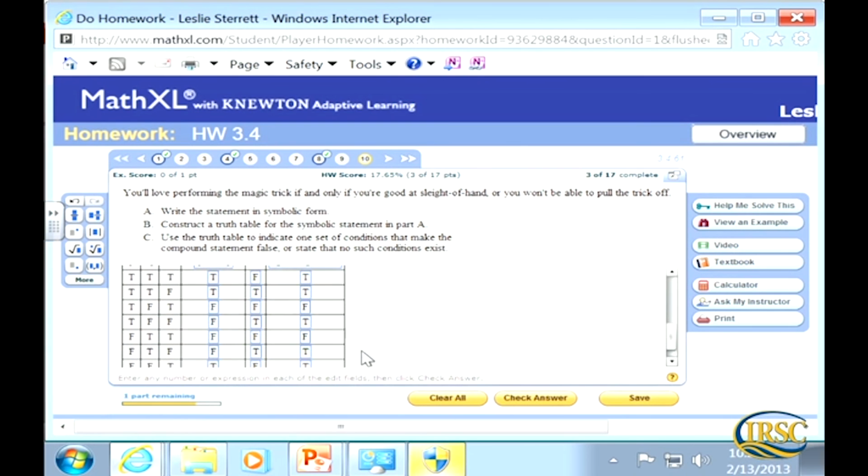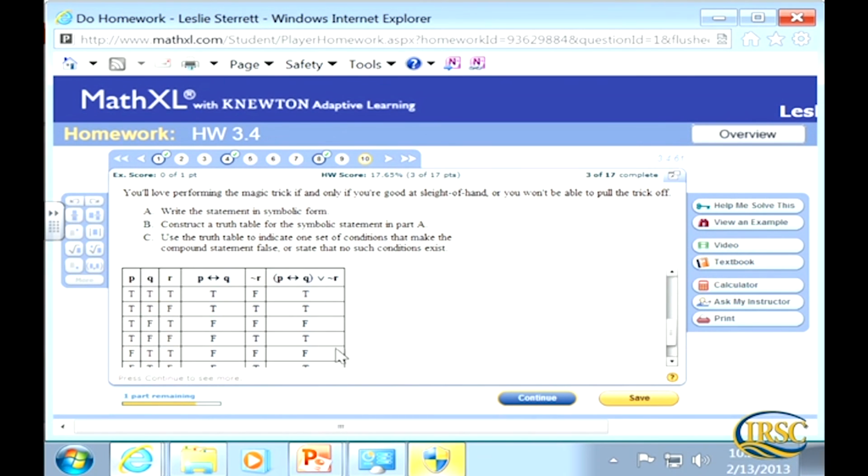Is this a tautology, self-contradiction, or neither? Neither. It didn't ask that in this problem, but I just want to make sure you're paying attention. The last question, well, let's see if we did the truth table right. Excellent. The last question asks, indicate one set of conditions that make the compound statement false or state that no such conditions exist. Is this compound statement ever false? In other words, did you end up with a false in your last column? Yes, so this statement is false. So it's not going to be the no such conditions exist choice.